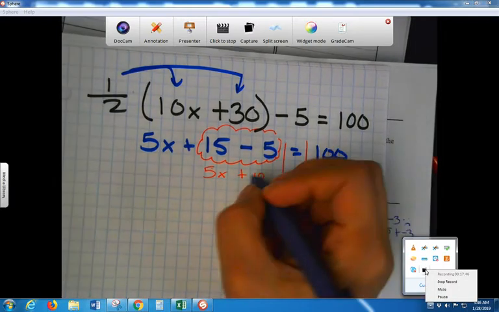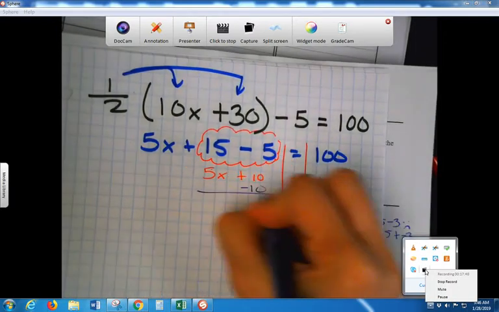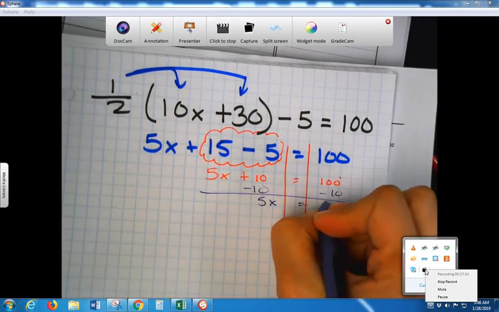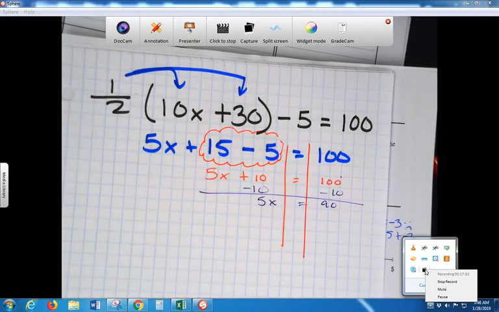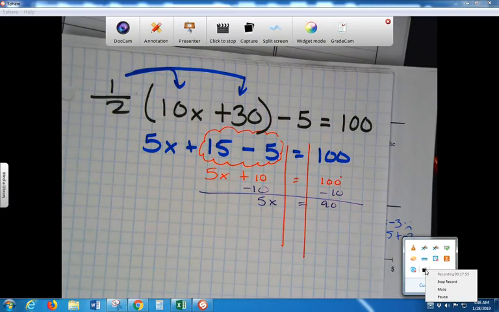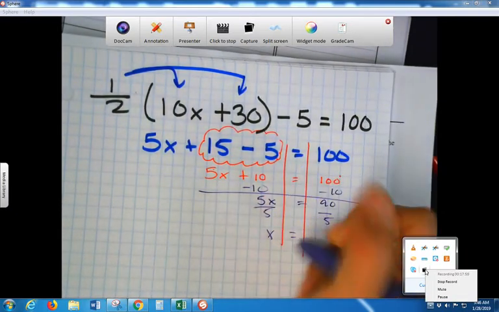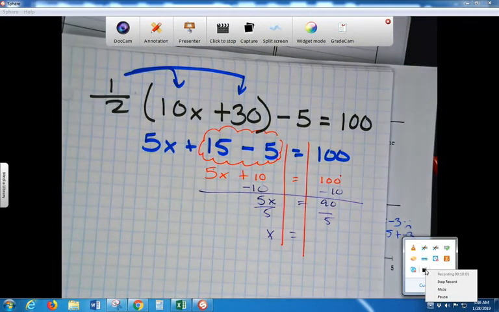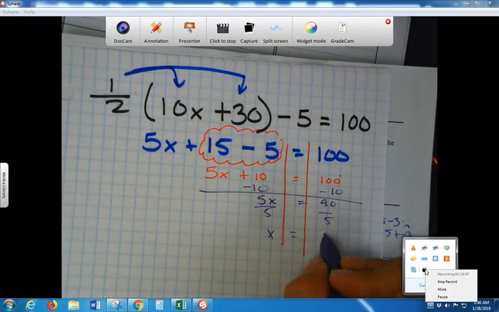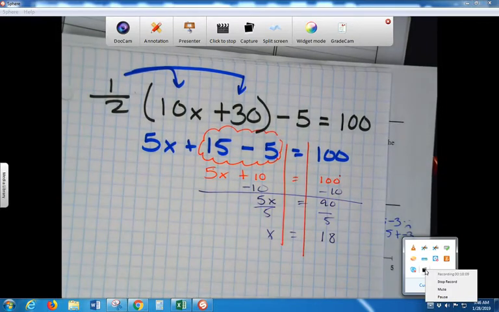So subtract 10, subtract 10. 5x equals 90. Now what? Divide by 5. Divide by 5. X equals? What's 90 divided by 5? 18. 18? Thank you. Are we okay?